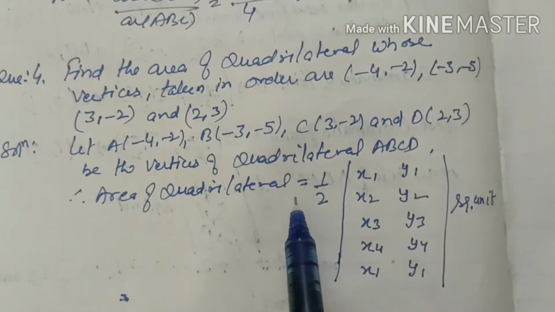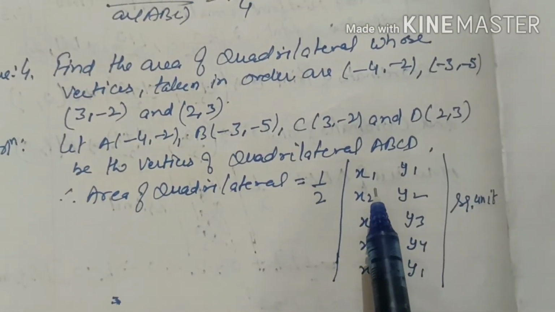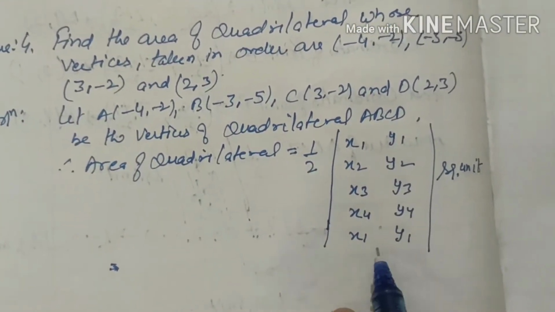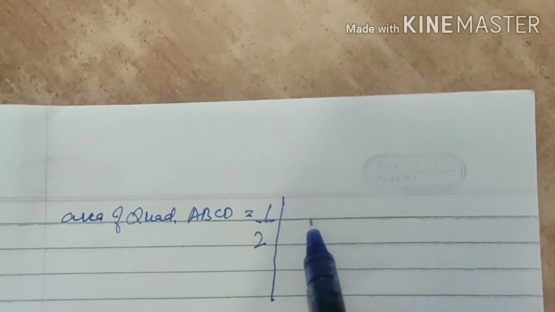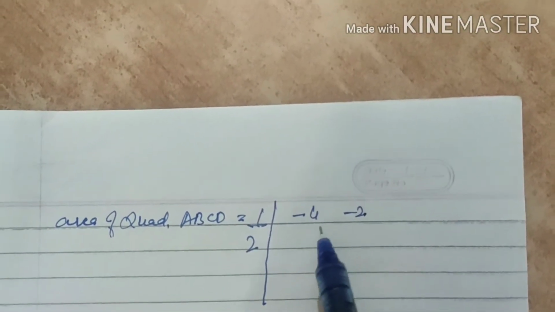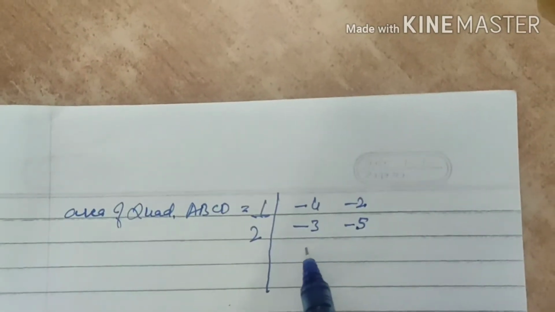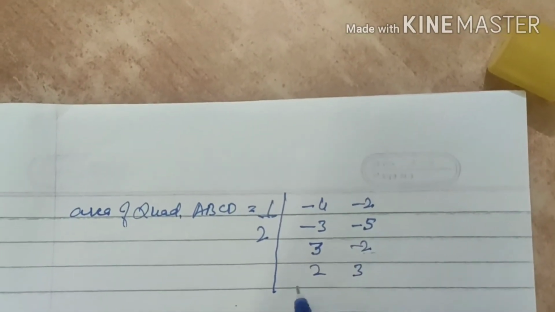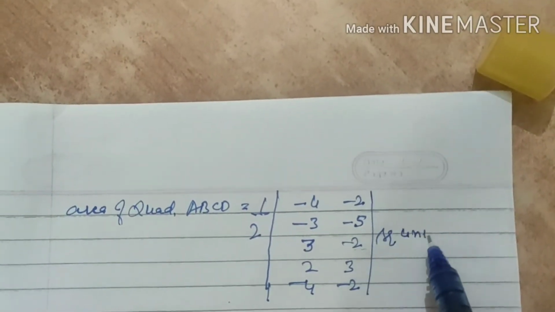So the area of the quadrilateral, we are doing this by the alternate method, that is the easy method. So 1 by 2, put all the coordinates here, x1 y1, x2 y2, x3 y3, x4 y4, and in the last row we will repeat the first coordinates, x1 y1, square units. So the area of quadrilateral ABCD will be 1 by 2 into x1 y1, that is (minus 4, minus 2), x2 y2, that is (minus 3, minus 5), x3 y3, that is (3, minus 2), and x4 y4, that is (2, 3), and in the end we will repeat x1 y1, that is (minus 4, minus 2), square unit.